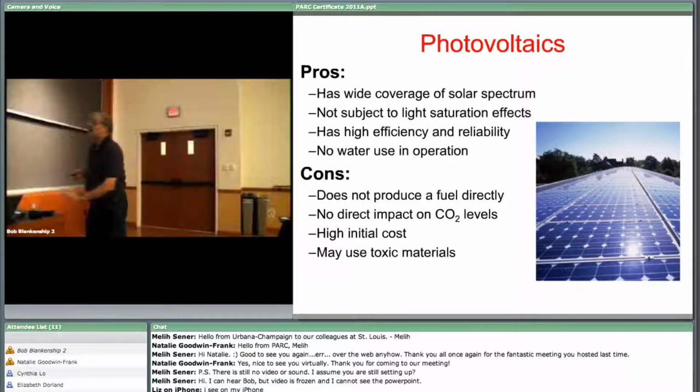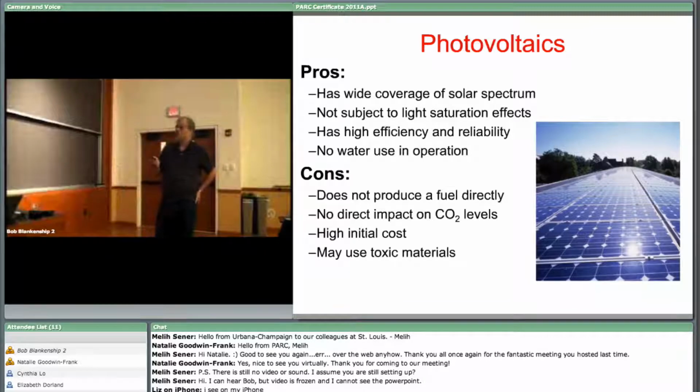The photovoltaics have a wide range solar spectrum, don't have the light saturation effects, and have high efficiency and viability and water use once they're made. But this doesn't produce a fuel, it produces electricity, and for a lot of purposes of transportation, you need a fuel. You can't fly an airplane on electricity.